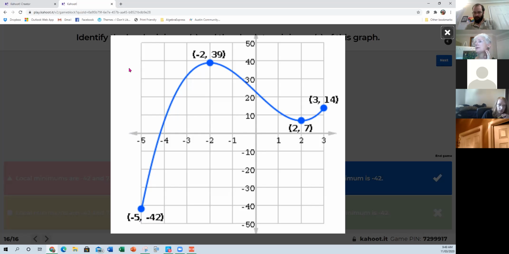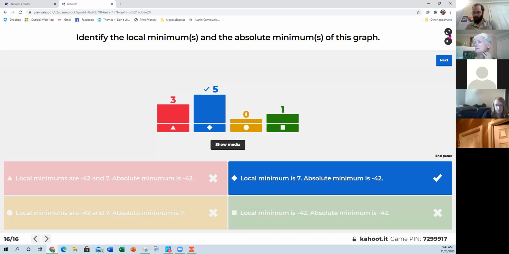Any questions on the Kahoot? So let's go ahead and look at the bookwork for tonight and see how far we can get on that.